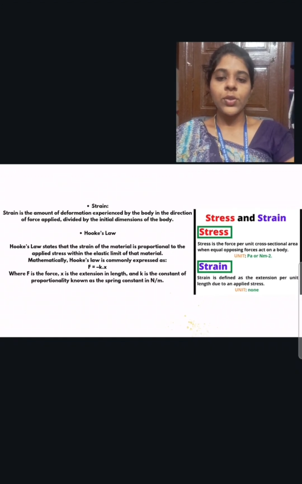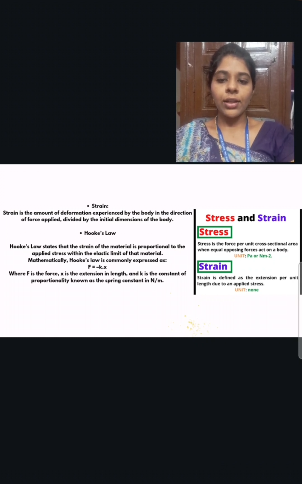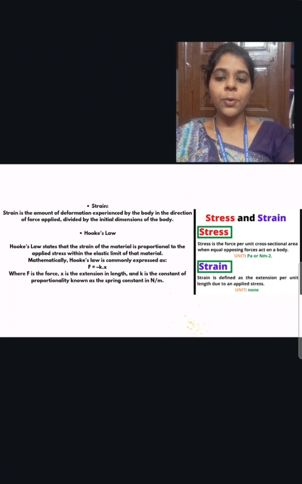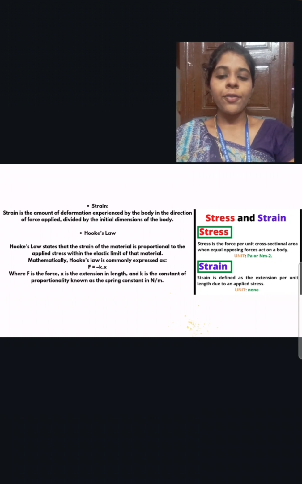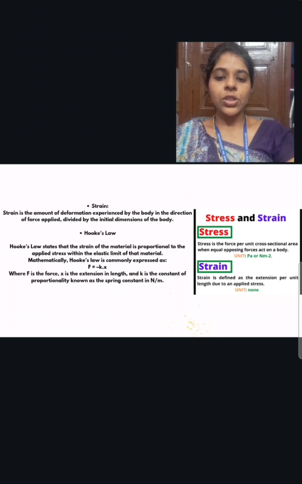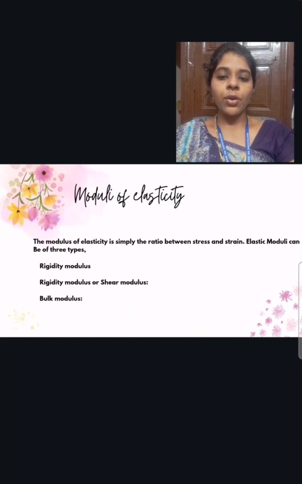Now let's see about strain. Strain is the amount of deformation experienced by the body in the direction of force applied, divided by the initial dimension of the body. Now let's see about Hooke's law. Hooke's law states that the strain of the material is proportional to the applied stress within the elastic limit of the material. Mathematically, Hooke's law is commonly expressed as F equals minus K times X, where F is the force, X is the extension in length, and K is the constant of proportionality known as the spring constant, in Newton per meter.